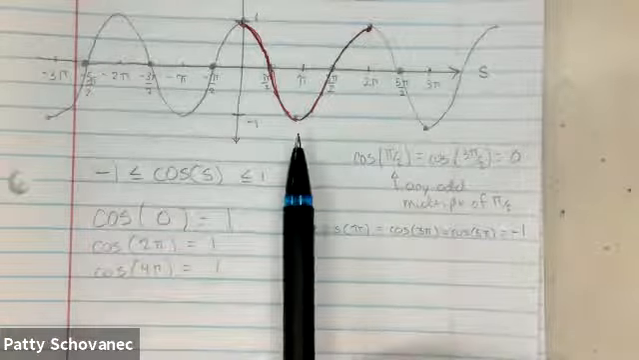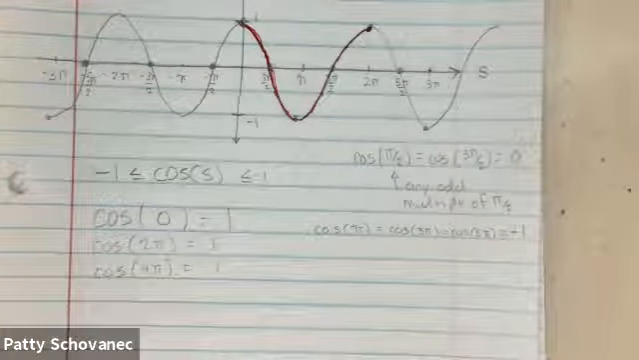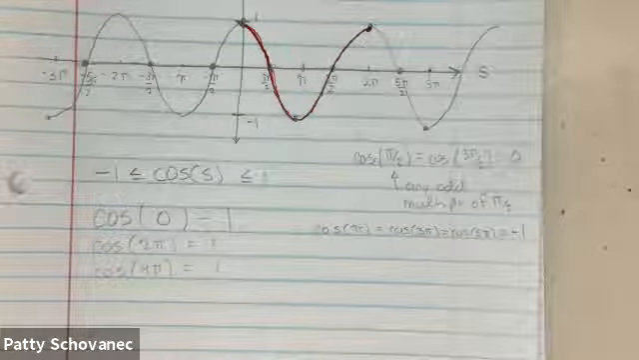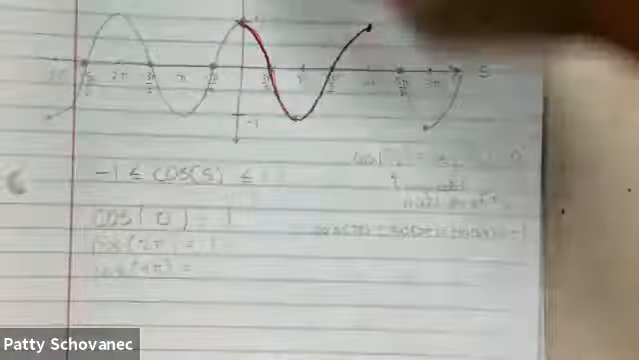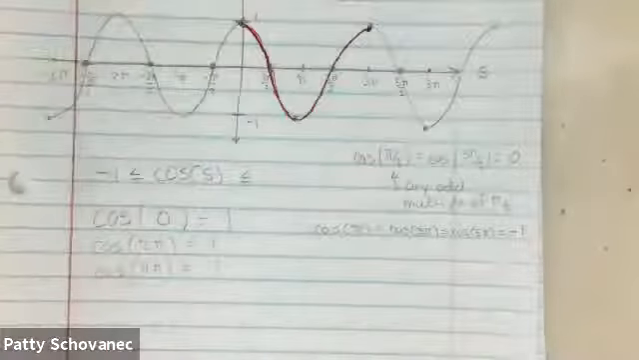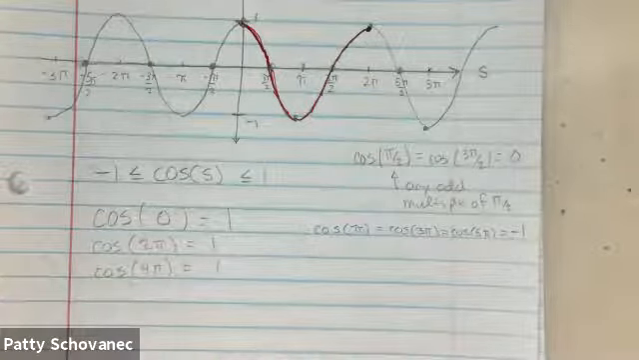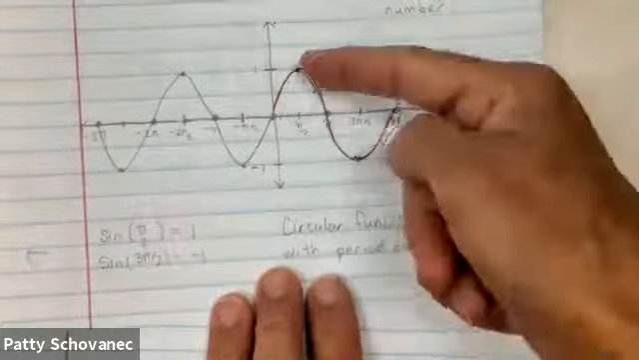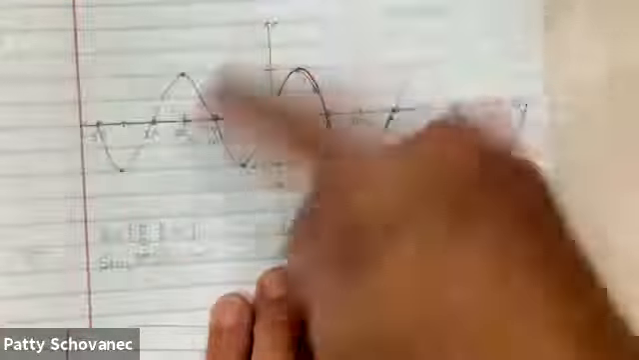The cosine function is considered an even function. An example of an even function is y is equal to x squared. It's symmetric to the y-axis. If this is considered my y-axis, this piece looks the same as that piece if I were to fold the paper along the y-axis. Cosine is even. The sine function is an example of an odd function. A function is odd if it's symmetric through the origin.